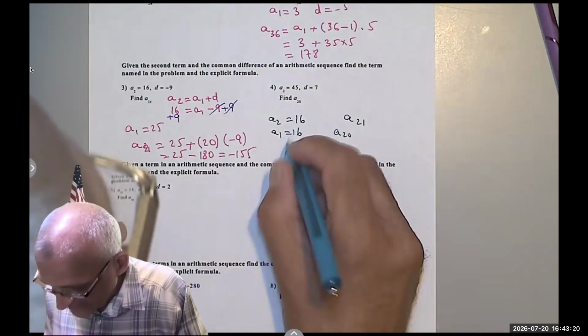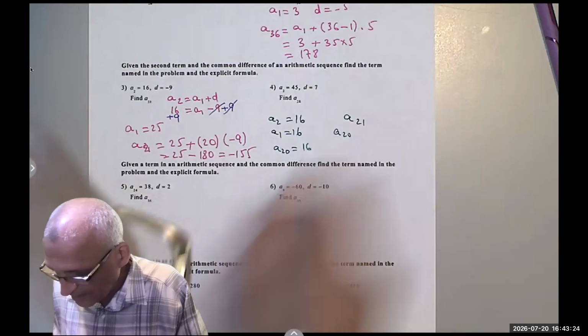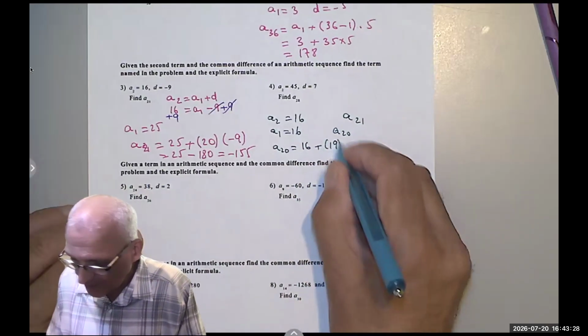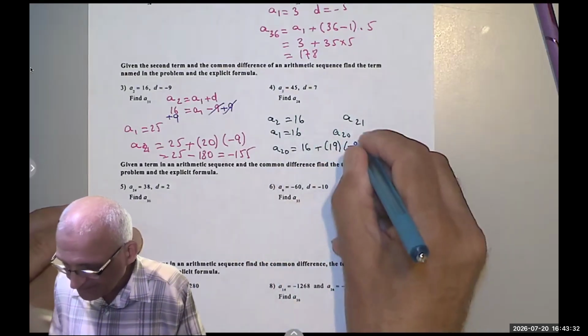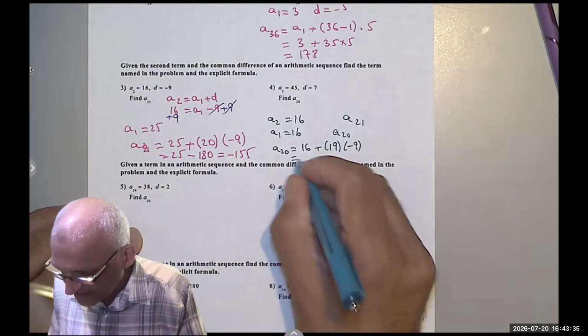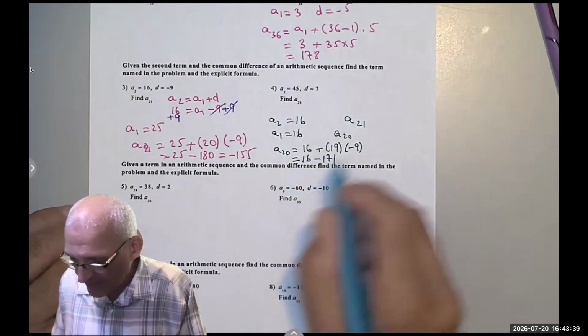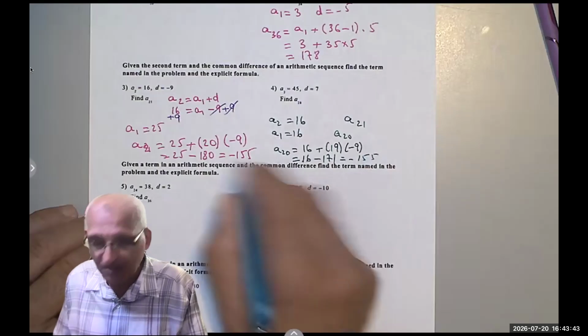I could have said a sub 1 is 16, so a sub 20 equals a sub 1 plus 19, not 20, because 20 minus 1 is 19, times negative 9. Negative 9 times 19 is negative 171. And when you add 16 to that, you get negative 155, which is the same answer.